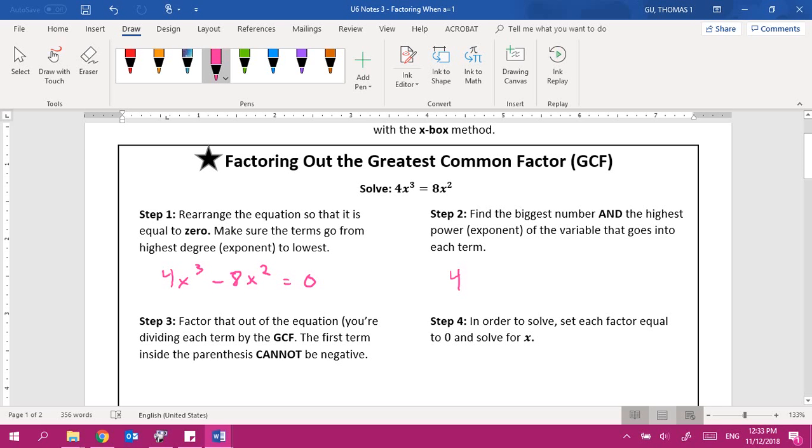And what is the highest exponent I can take from both of those terms? Does this one have 3 right here though? 2, right. You can't take more than something has, right? So it's just 4x squared then. That's going to be the greatest common factor because 4 goes into both of these terms and x squared goes into both of these terms. So that's your greatest common factor, 4x squared.